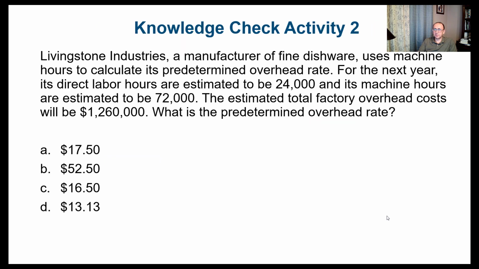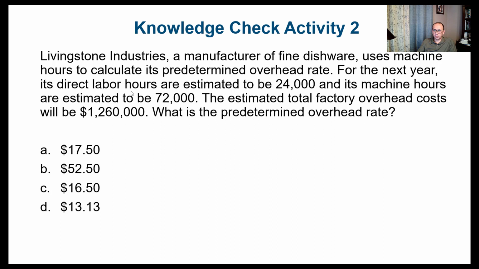Alright, so let's see a knowledge check activity again. Here we have an example for Livingstone Industries, a manufacturer of fine dishwashers, which uses machine hours to calculate its predetermined overhead rate. Notice that they use the machine hours, not the labor hours, the machine hours. For the next year, its direct labor hours are estimated to be 24,000 and its machine hours are estimated to be 72,000 hours. So the estimated total factory overhead cost will be $1,260,000. What is the predetermined overhead rate?